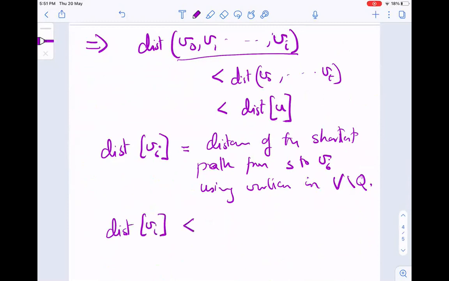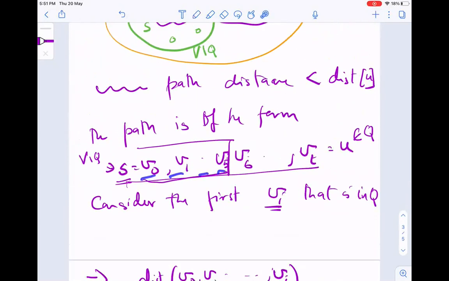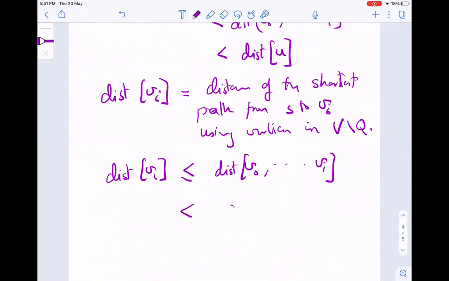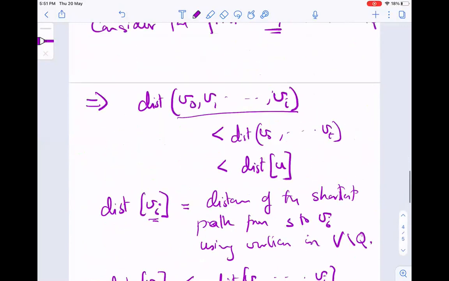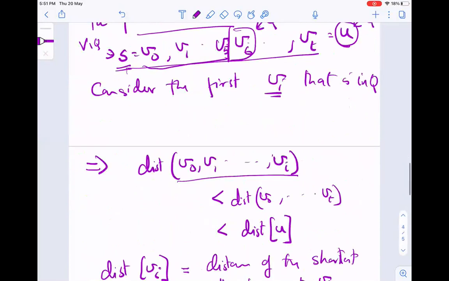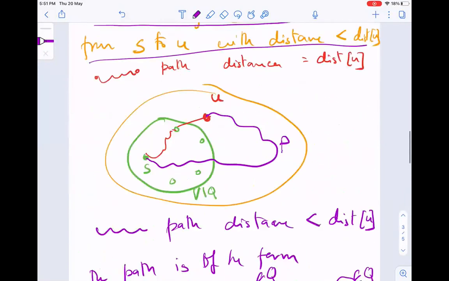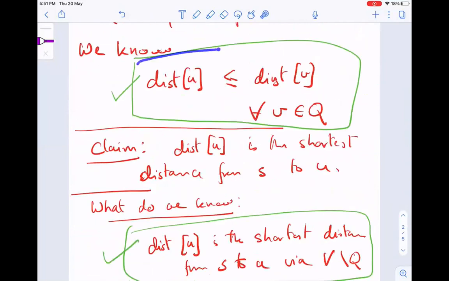Vi must be less than or equal to the distance of the path V0 to Vi, because V0 to Vi is a path where everything before Vi is not in Q, and this is the first one that is in Q. So this is a path, and this is less than dist of U. But is that possible? At this time Vi, or in this case V6, is in Q, and U is also in Q. Now you are saying that dist of Vi is less than dist of U. Then how is it possible that I have picked up U, which is less than all of them?